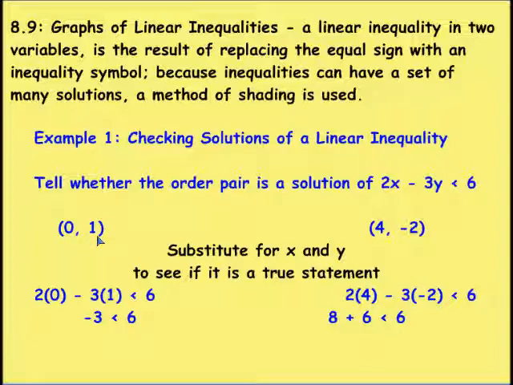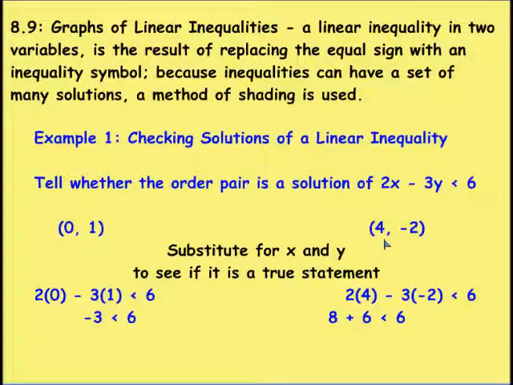So (0, 1) is the first point we're going to check. And I'm going to put that into the original equation. I'm going to replace the x with 0 and replace the y with 1. And when I multiply that out, 2 times 0 is going to cancel out. We have a negative now. Is negative 3 less than 6? Yes, it is. So the (0, 1) would be a point on the solution.